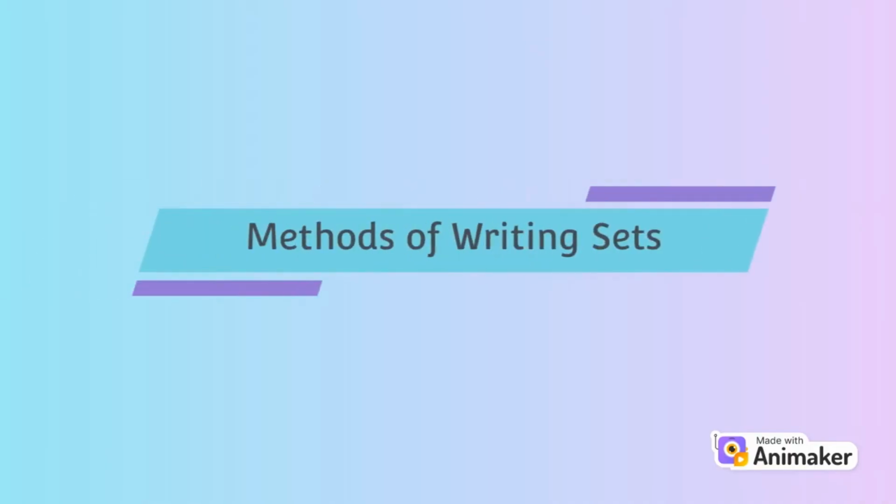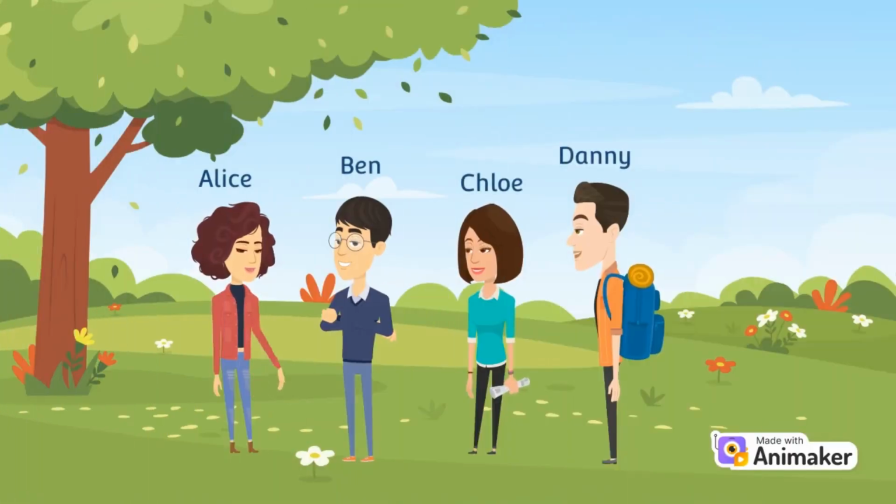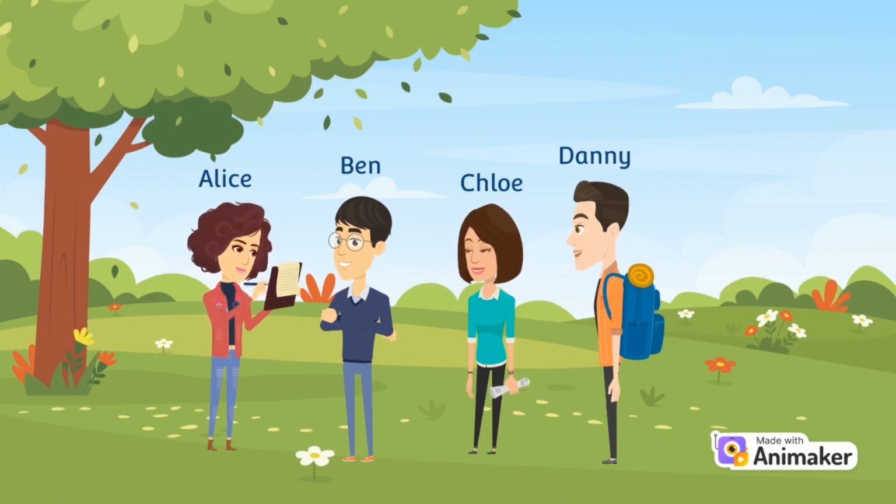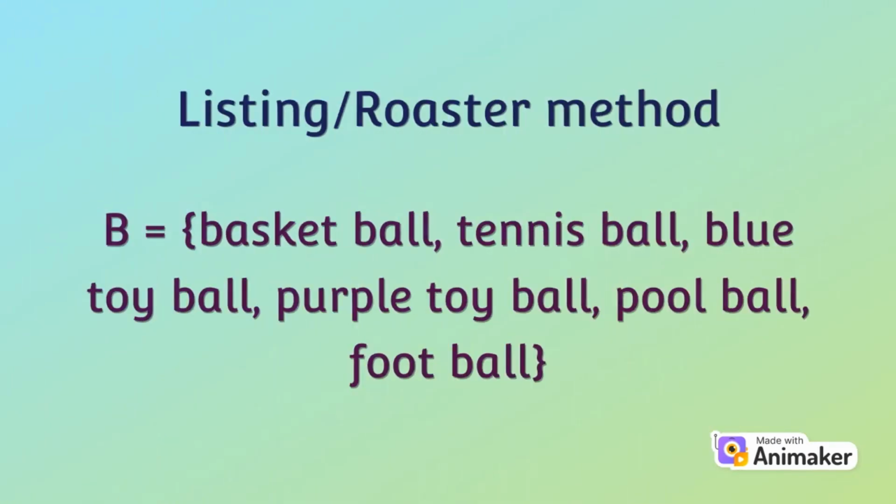Methods of writing sets. There are 2 methods. The first one is the listing or roster method, and the other is the set builder or rule method. She took out a notepad and wrote, "Listing or roster method. B is the set containing basketball, tennis ball, blue toy ball, purple toy ball, pool ball, football."